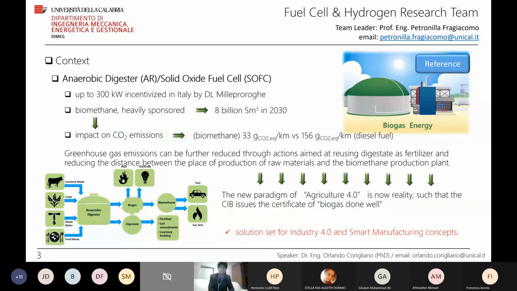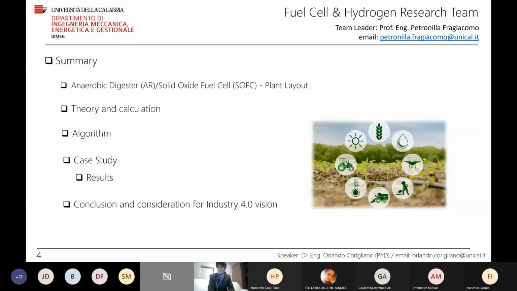Here we have the path of the work that we have developed. I'm going to present the plant layout, then the theory and calculation behind it, and then the calculation algorithm to achieve the dimensioning of the subsystems and therefore their performance. An application to a case study is made to test it. Finally, some considerations on the results achieved to connect to the Industry 4.0 vision.